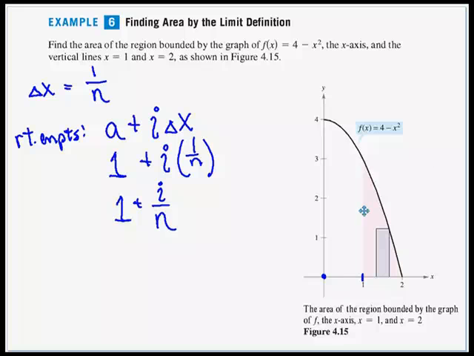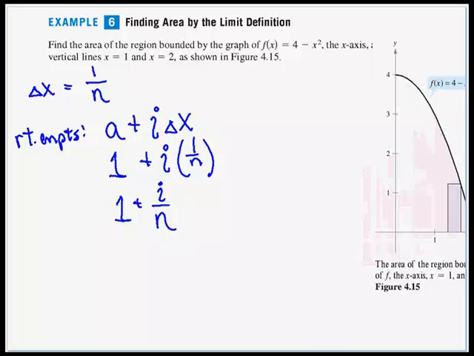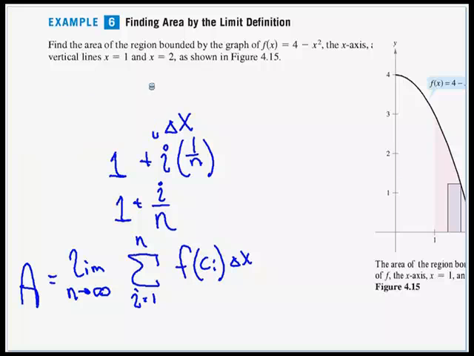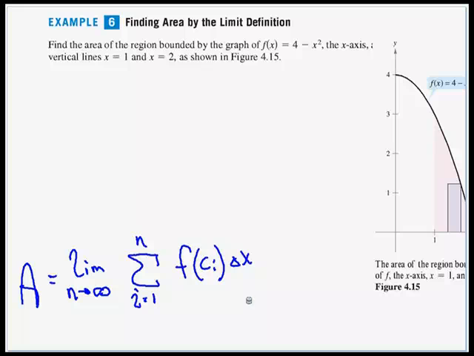Let me get the picture out of the way so I have a little more room here. So our area, A, is going to be our limit as n approaches infinity of our summation from i equals 1 to n of our function f of c sub i, times delta x, the width of the rectangle. The f of c sub i is the height of the rectangle, delta x is the width of the rectangle.